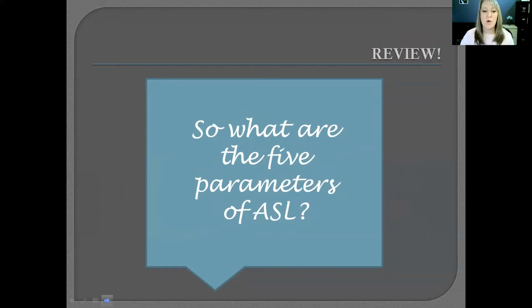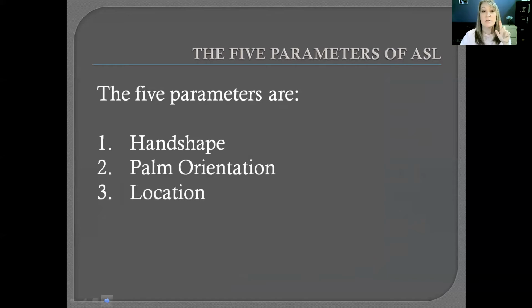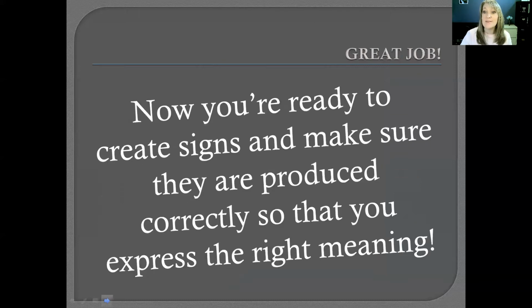All right, that is non-manual signs. So let's review. What are the 5 parameters of ASL? We had hand shape, palm orientation, location, where it is, right? Movement, how the sign moves, and facial expressions and non-manual signs, or NMS. So now you're ready. You know the 5 parameters of a sign, and you're ready to create signs and make sure that they're produced correctly so that you know that you're expressing the right meaning. The 5 parameters of a sign help you say what you mean to say.